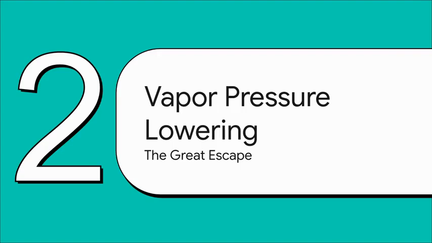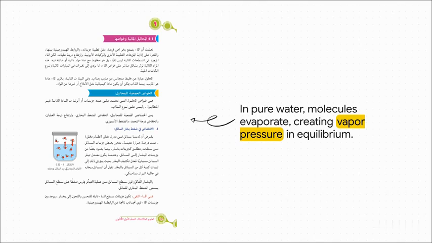All right, let's get into our first property. We're going to call this one the Great Escape, and it's all about how easy or how hard it is for water molecules to escape from the liquid surface and turn into a gas. So take a look at what's happening here with just pure water in a closed container. You can see the water molecules are zipping around. The ones at the very surface, if they're moving fast enough, can break free and escape, turning into a gas or vapor. This vapor then pushes down, creating what we call vapor pressure.